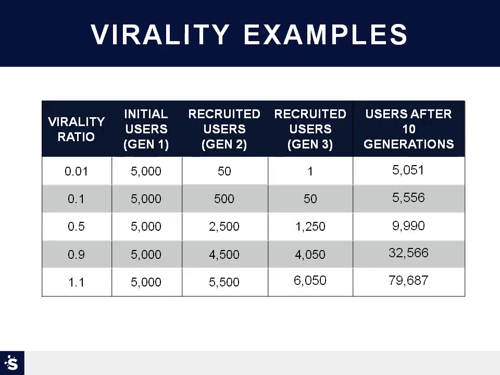So just to give you some examples, you can see what this really means. We can look at a couple different virality ratios for hypothetical campaigns here and look at how that affects how much they spread. So let's say that we're talking about some petition that's being launched, and you're sending it out, and you're going to get 5,000 people to sign it. Now, if you have a virality ratio of 0.01, that means that only 1 out of every 100 people who signs is going to get someone else to come in.